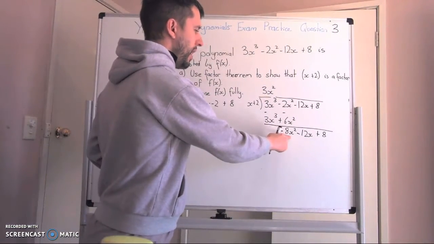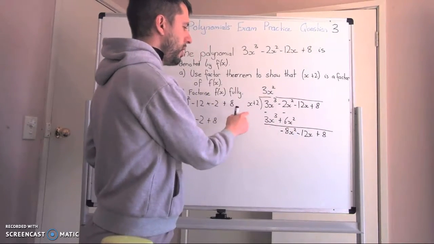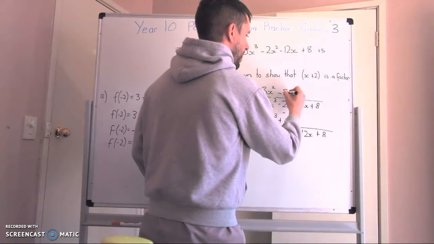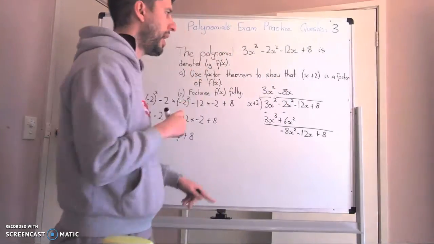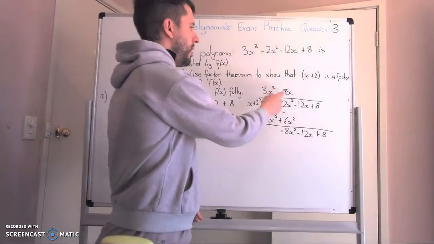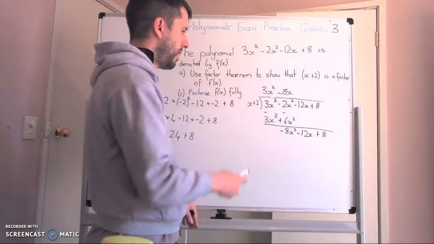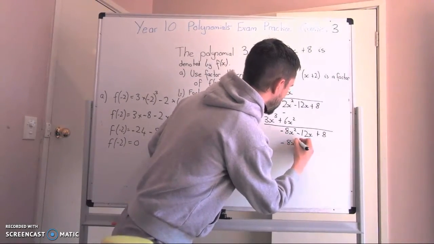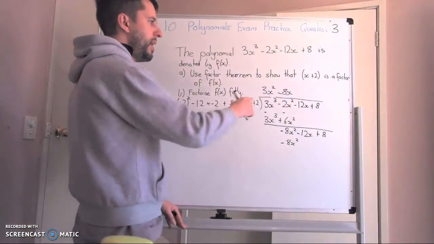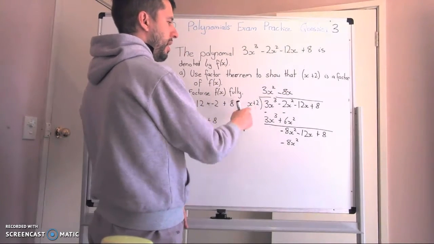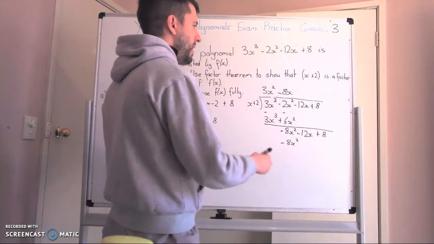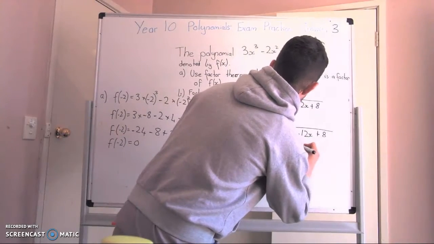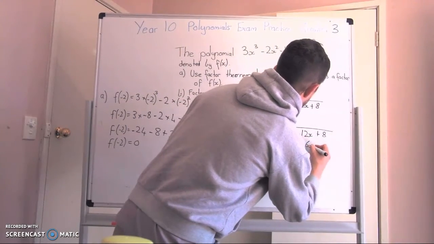Starting off with this, I'm going negative 8x to the power of 2 divided by x, and that gives me negative 8x. And then I'll work backwards. So negative 8x times x equals negative 8x to the power of 2. Negative 8x times 2 equals, 8 times 2 is 16, so it's negative 16x.